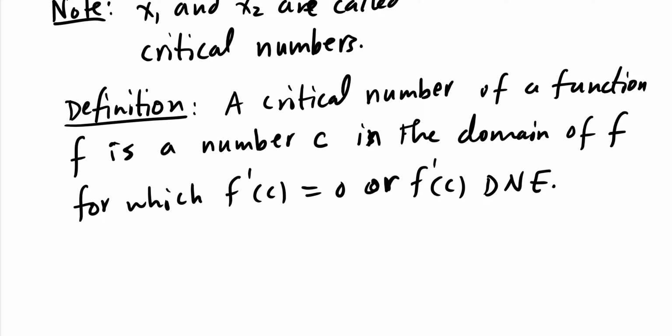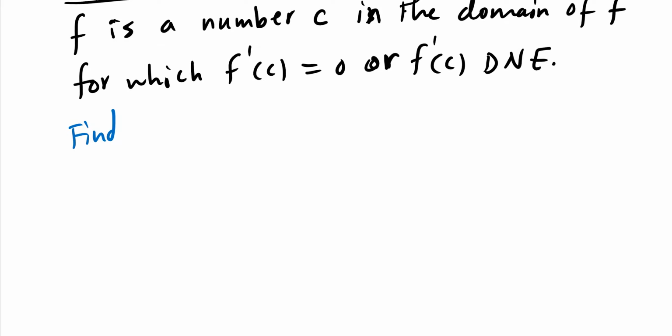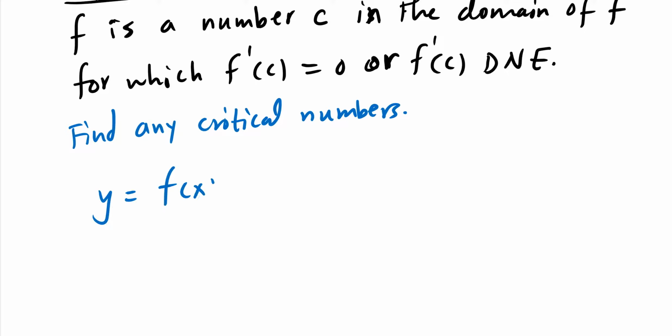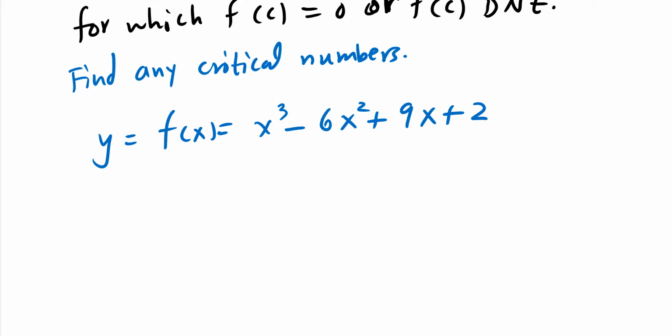Let's say they didn't give us a graph, but they give us an actual function and they ask us to find any critical numbers. Let's take the first example. y equals f of x, x cubed minus 6x squared plus 9x plus 2. This is a polynomial function. You know, the domain of this is all real numbers.